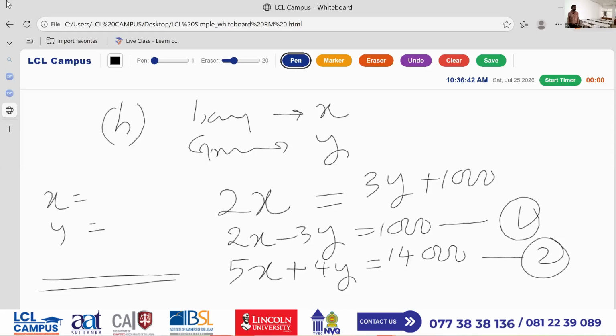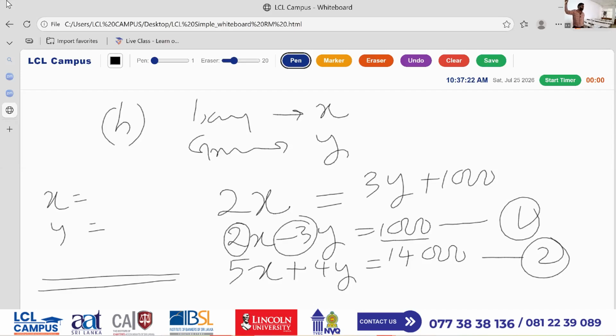After that, A1 or something is there. A1 means the coefficient of x in the first equation, press 2, equal. B1 means the coefficient of y in the first, minus 3, equal. C1 means 1000, equal. A2, 10, 5, equals. B2, 4, equals. C2, 14,000, equal.